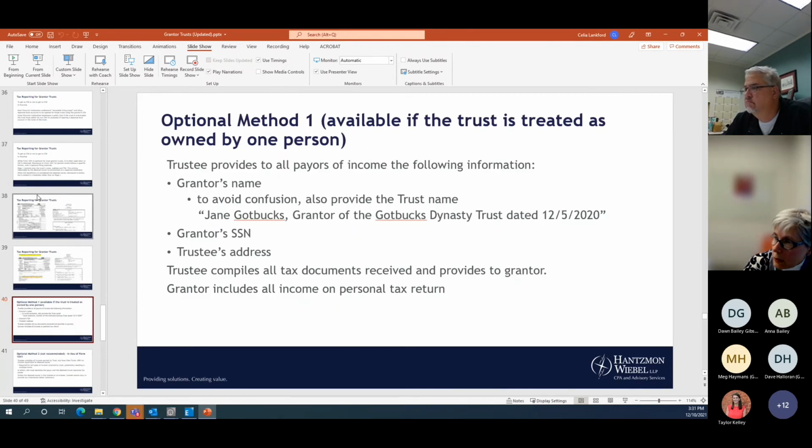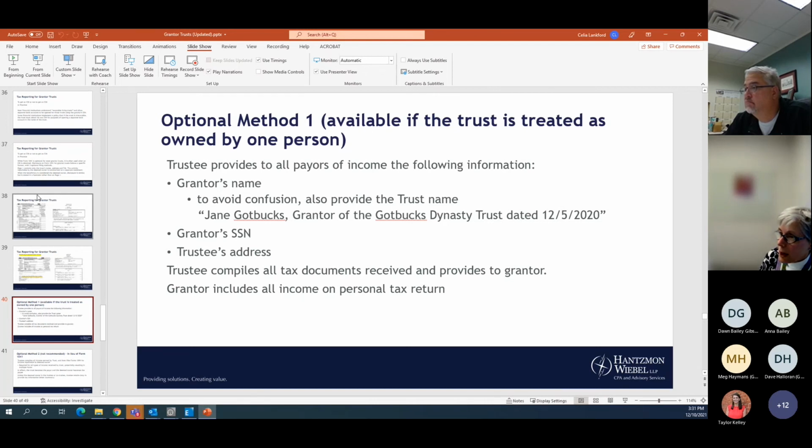If you don't use Form 1041 and you only have one owner of the trust, the IRS allows you to say you don't have to do that. You can just report the income on your personal tax return. But you've got to make sure you compile all the information and know that everything is there for you to file, so that you don't miss any of that trust income. In order to do that, optional method 1 is available.